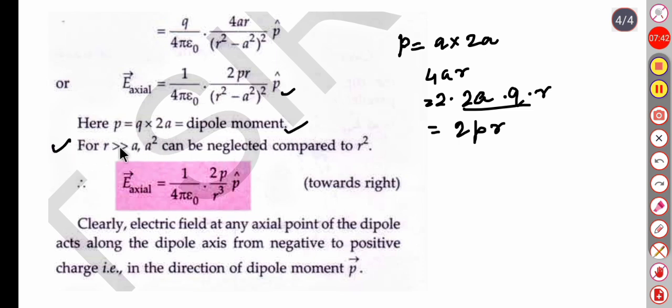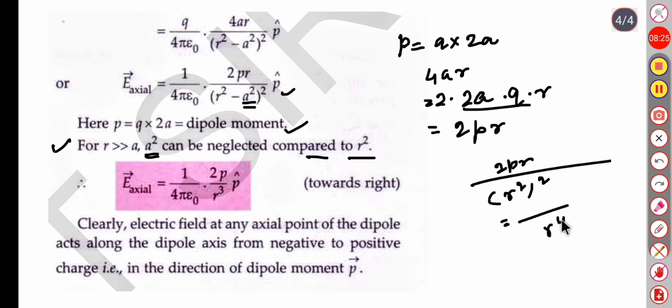Now for r very much greater than a, a square can be neglected compared to r square. So if we neglect this term, it will be r square whole square. So the expression will be 2pr by r square whole square, so it will be r to the power 4 and 2pr. Now if we cancel this, it will be r cube. So 1 by 4 pi epsilon naught, 2p by r cube, p hat. So the expression will be this one.